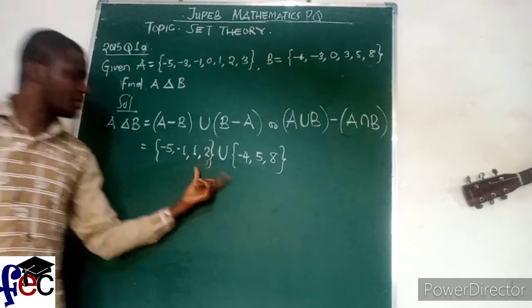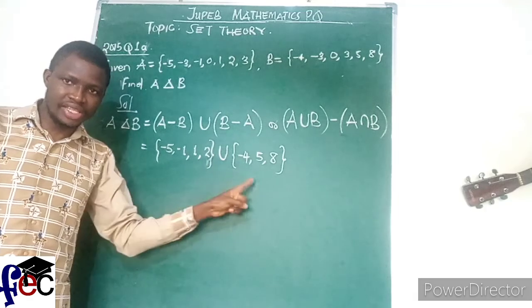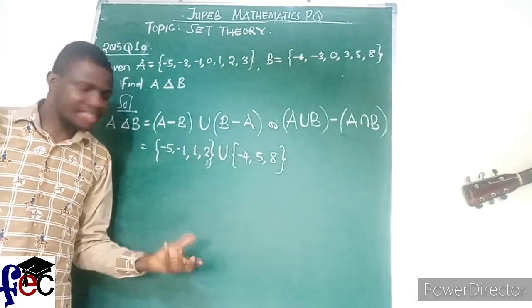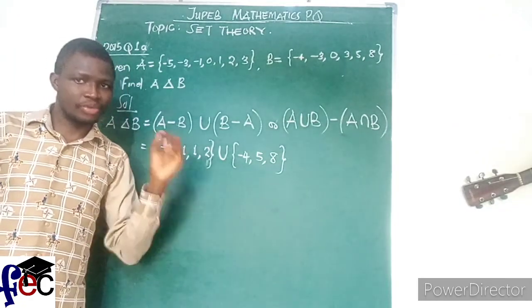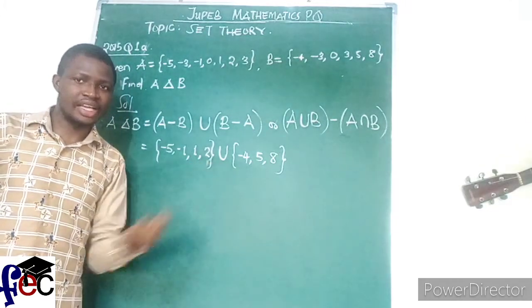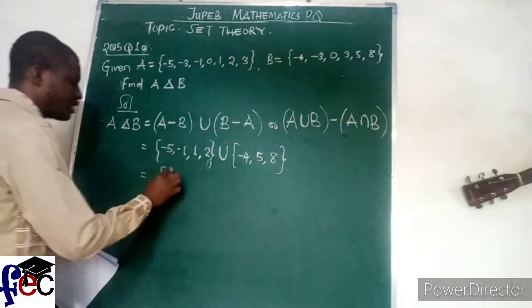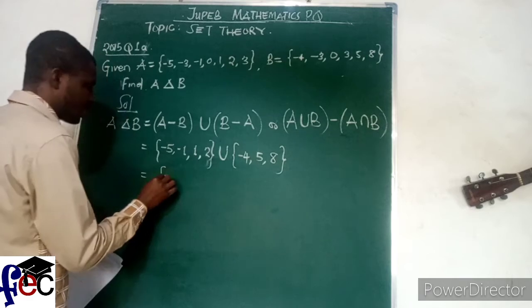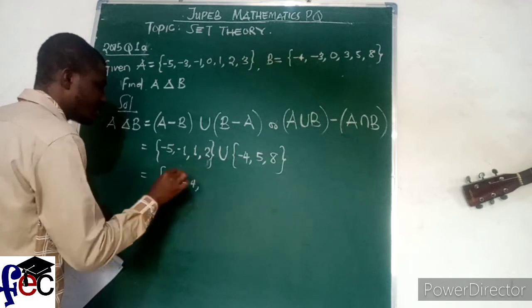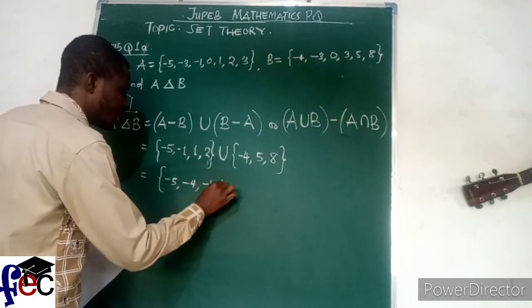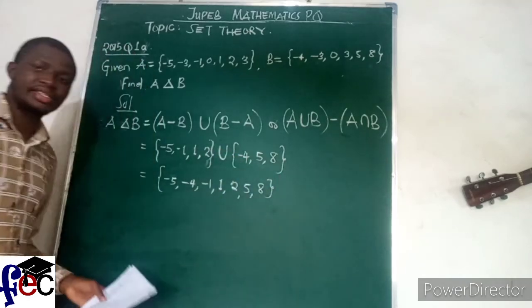So what is now the union of these two sets? The union of these two sets are the elements you can find in this or this, which means the combination of the elements of this and this, that's all. But while you are combining these two sets, ensure that no element is repeated. So what are the elements I can find here or here? I can see -5 here. I'm arranging them in ascending order. I can see -4, -1, 1, 2, 5, and 8. And that's it.